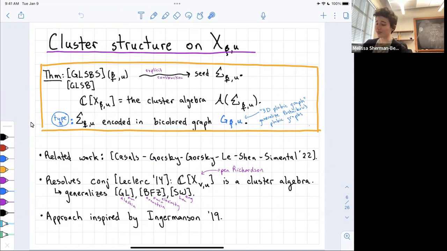Okay, so now that I've given you this fairly mysterious theorem statement, so I've told you what braid varieties are, but I haven't really told you anything else. Let me demystify it and tell you about cluster algebras.